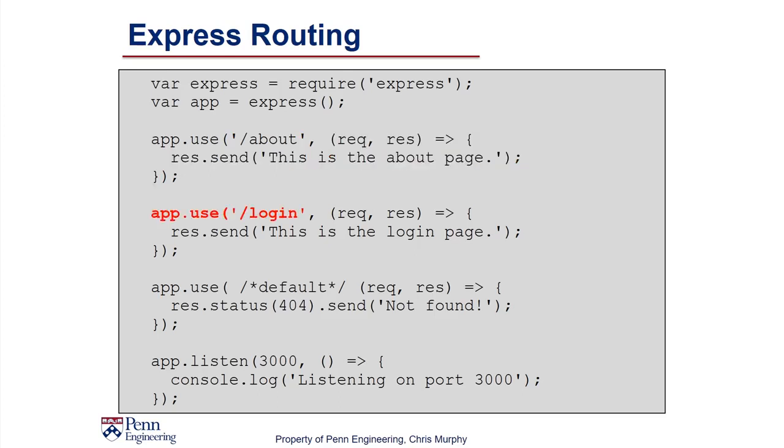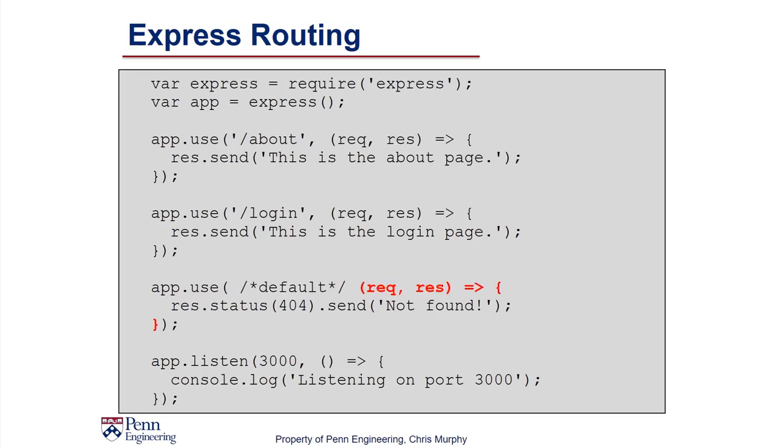But within our index.js file, we can create other routes. For instance, in this case, when we see the /login URL, we'll invoke this separate function, which will send back this is the login page. In this case, we're not going to specify a specific URI, but rather this will be the default, that this callback function would be invoked if none of the previous ones were invoked.